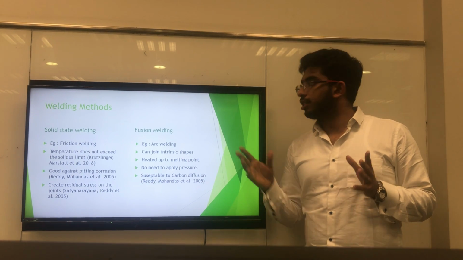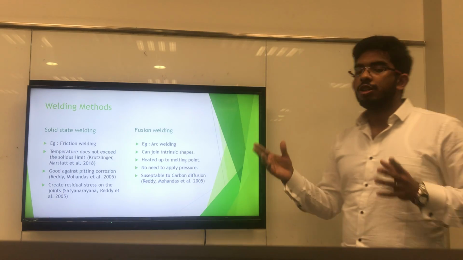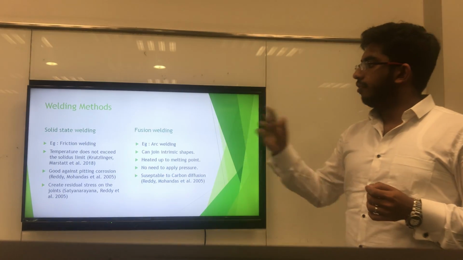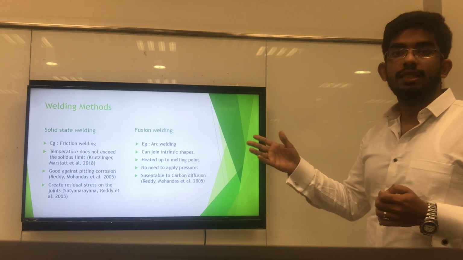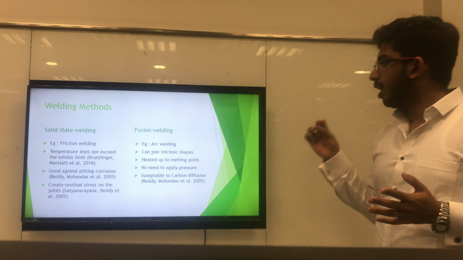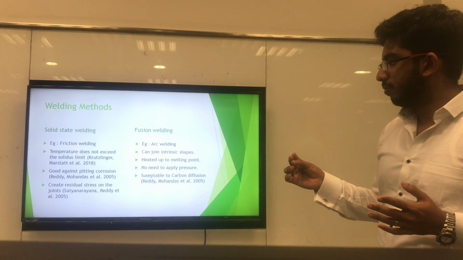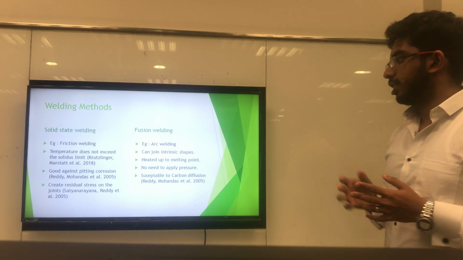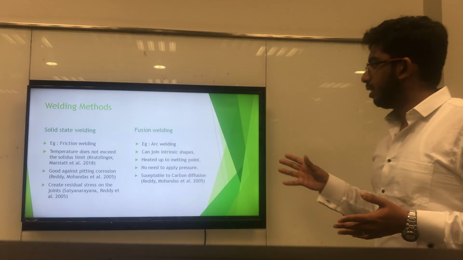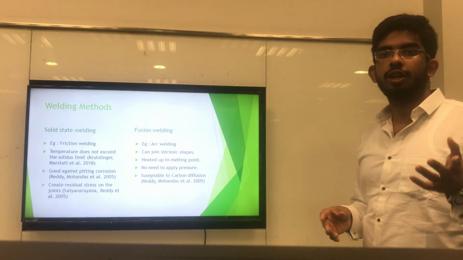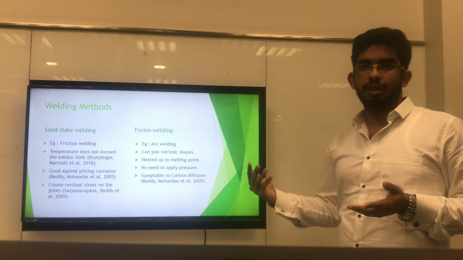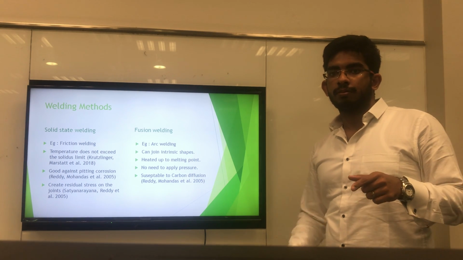The main methods used for welding are solid state welding and fusion welding. In friction welding, the temperature does not exceed the melting limit, but it can cause severe pitting corrosion and create residual stresses. Fusion welding does not limit the material to a particular shape or require the use of pressure. The material is heated up to the melting point, but there is one problem: carbon diffusion.